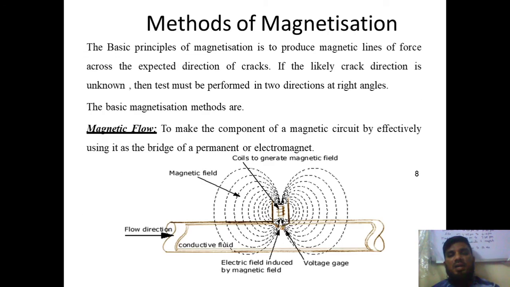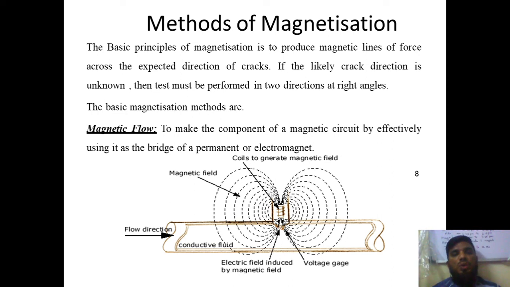Now, methods of magnetization: how we are going to magnetize a product. The basic principle of magnetization is to produce magnetic lines of force across the expected direction of a crack. If the likely crack direction is unknown, then the test may be performed in two directions, that is, perpendicular directions.